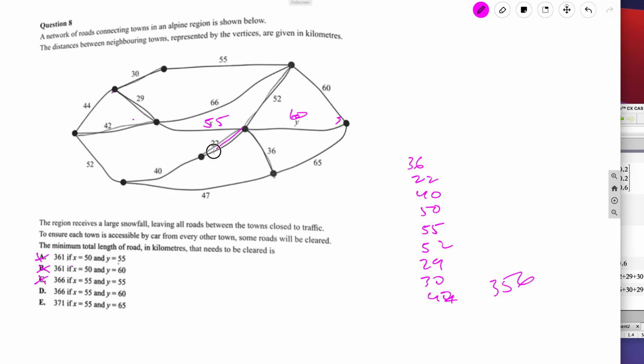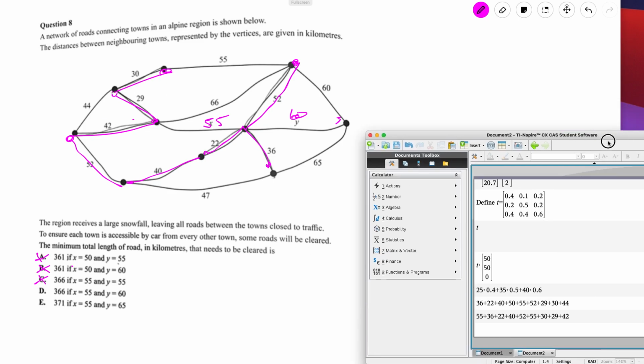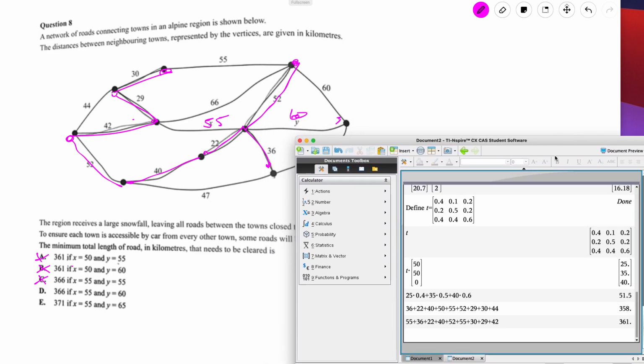So again, the shortest is gonna be 22 and 36, and 40. You've got to be careful about following patterns too when you start getting comfortable with these. Then from there, the shortest path out looks like a 52 this way, and then we can do a 52 that way. And then a 42, a 29, a 30. And then everything is connected. Please let that be the one.